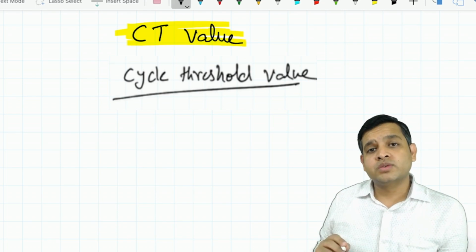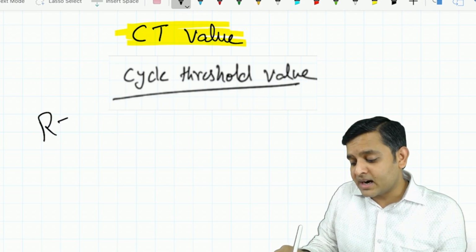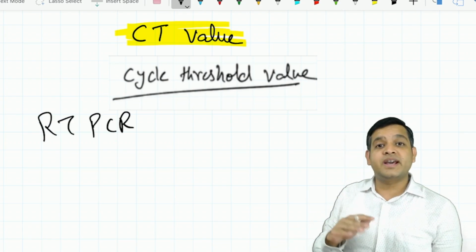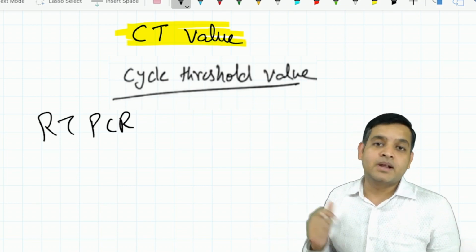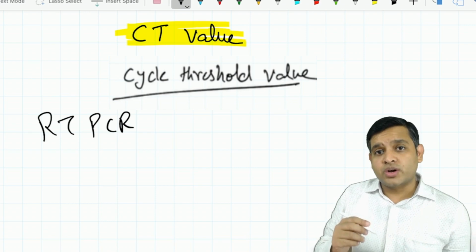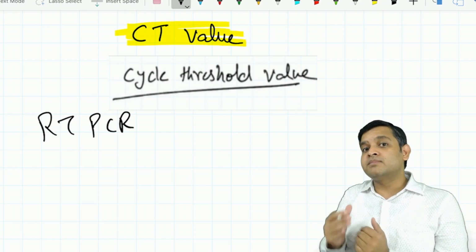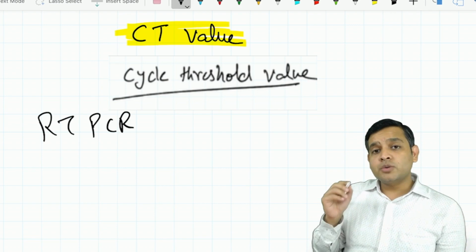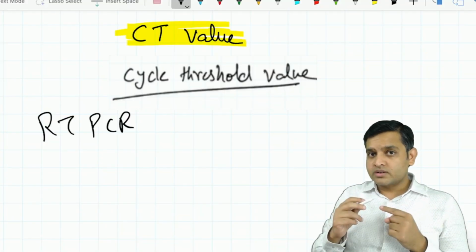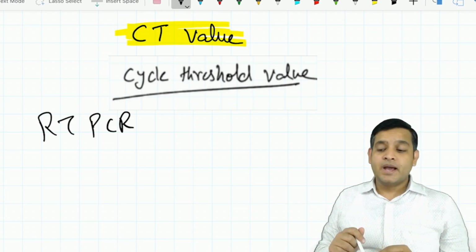As we all know, the COVID virus is an RNA virus, and for RT-PCR it has to be first converted to DNA, and then multiple replications are done so that finally it becomes detectable in a sample. So cycle threshold is the number of cycles required by the time it becomes detectable in a sample. This is in very simple language. The point to be noted is that the fewer the number of cycles required, the more is the amount of nucleic acid present in the sample. So this is the concept.